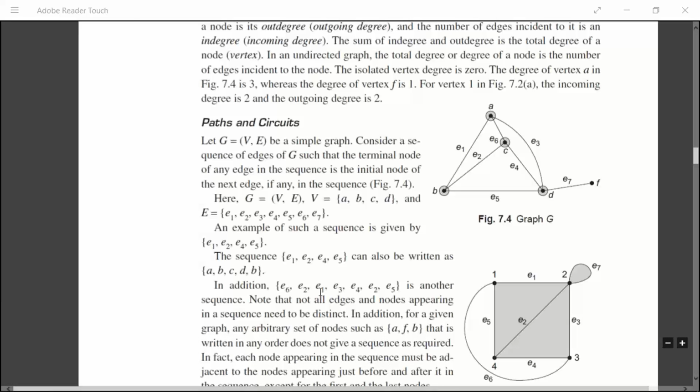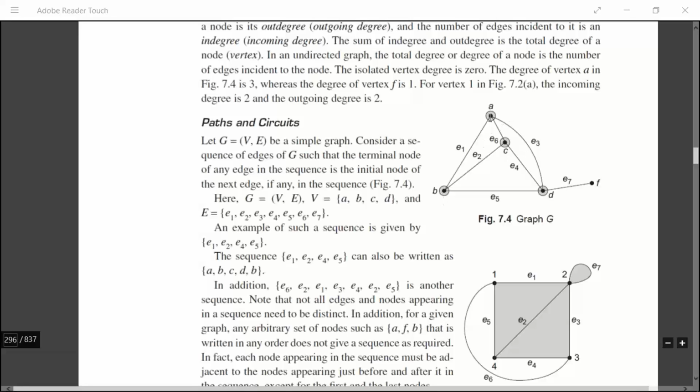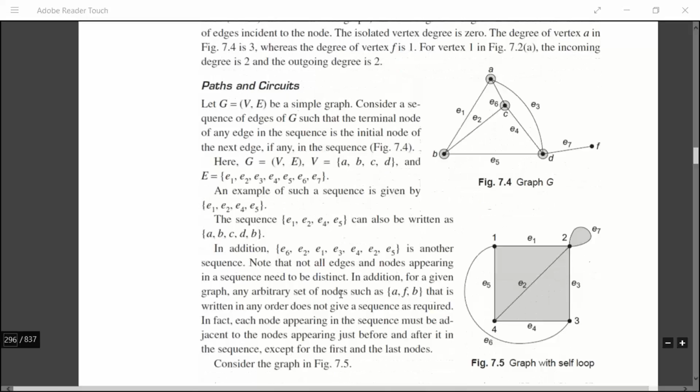Apart from this, you can also generate another sequence: E6, E2, E1, E3, E4, E2, E5. Let's see how this sequence is traversing. E6, A to C; E2, C to B; E1, B to A; E3, A to D; E4, D to C; E2 again, C to B; and E5, B to D. So this is another sequence.